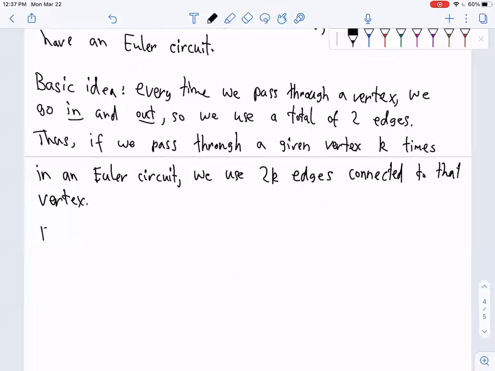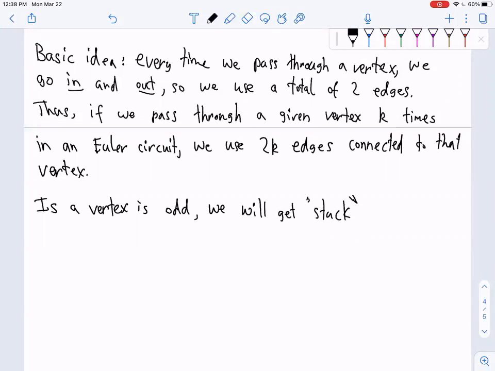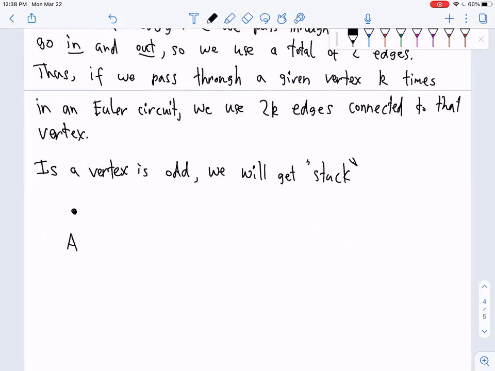And so if a vertex is odd, we're going to get stuck. Like, for instance, say we have a very simple graph, A, B, C. And let's say there are two edges here, and there's one edge here. Okay? You can sort of see what's going to happen. We start at A, maybe we go to B this way. And, well, we could go back, but let's go over to C, and then we're stuck at C. Because there's an odd number of edges coming into C, we're not going to be able to get out of C. We're stuck at C. So if you have a vertex of odd degree, you will eventually get stuck there.